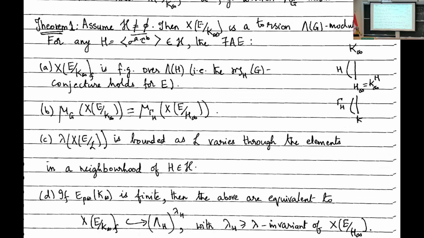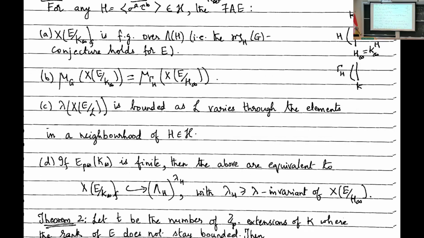And then this last part also tells us how big the Selmer group can be. If in addition we know that there are only finitely many p torsion points even over this Zp extension, then it means that the dual Selmer group, and therefore the Mordell-Weil part, actually sits inside powers of this subalgebra Lambda_H raised to this power, the lambda invariant, which comes from the structure theorem. And this lambda_H is at least the lambda invariant over the intermediary layer.